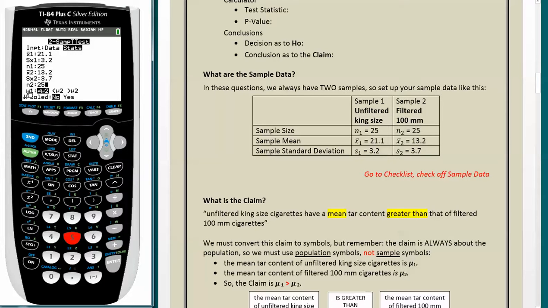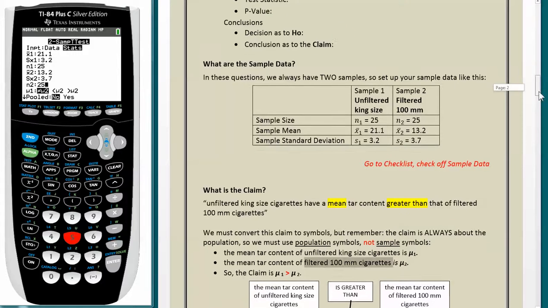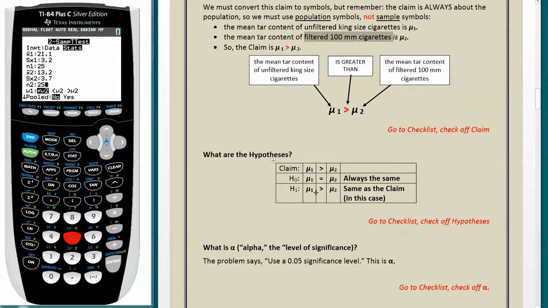This mu1 down here, this is where we tell the calculator what the alternative hypothesis, or H1, is. Let's go back and see. H1 is the claim that mu1 is greater than mu2. So we have to come down here and choose greater than. And there it is. So we have chosen mu1 is greater than mu2, and that's what we want to have.